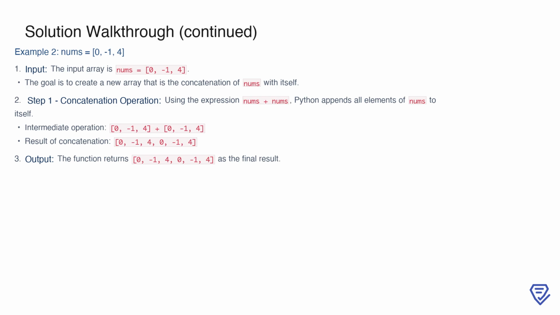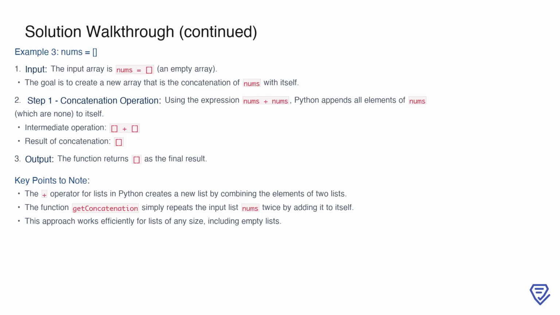The resulting array after this concatenation is [0, -1, 4, 0, -1, 4]. This array is returned as the final output of the function. So, for this example, the output is [0, -1, 4, 0, -1, 4].